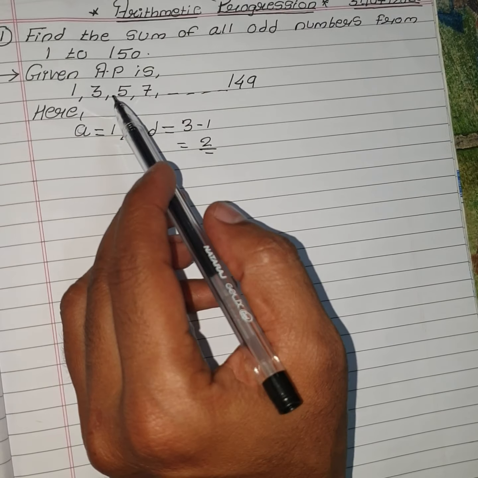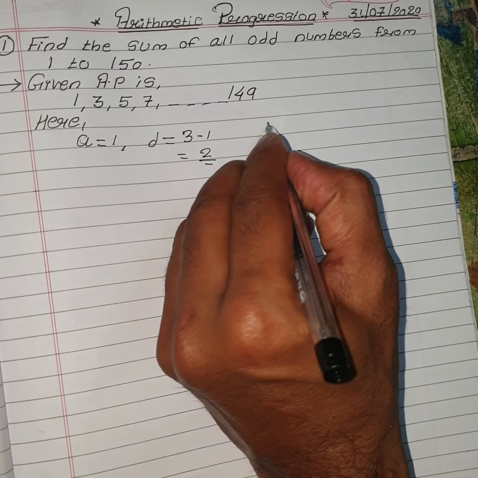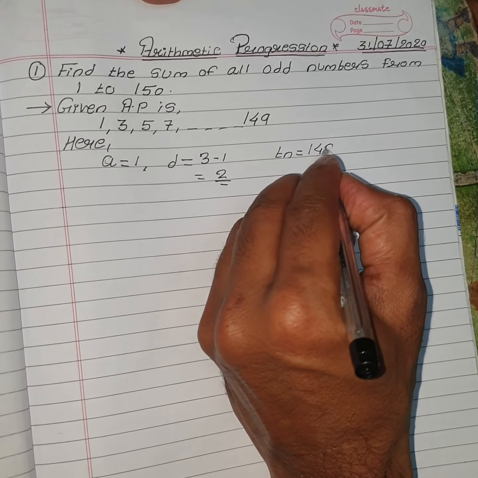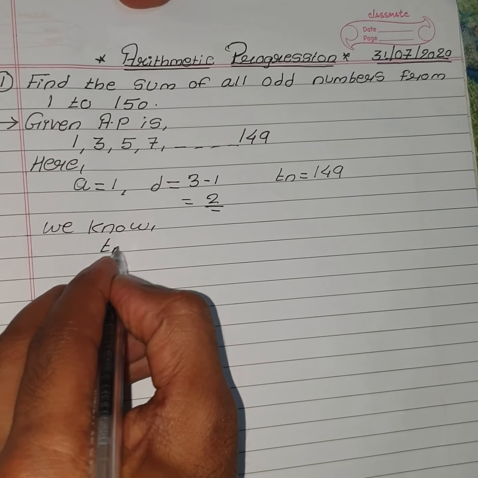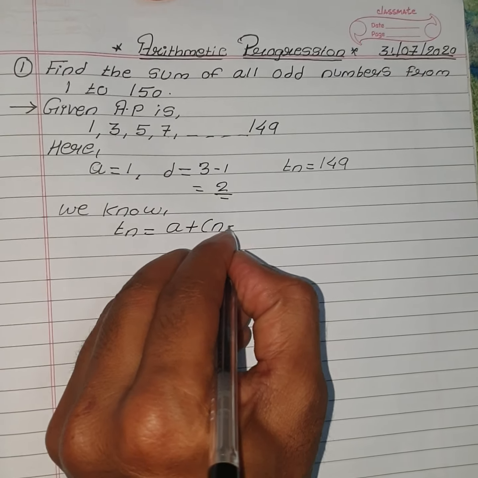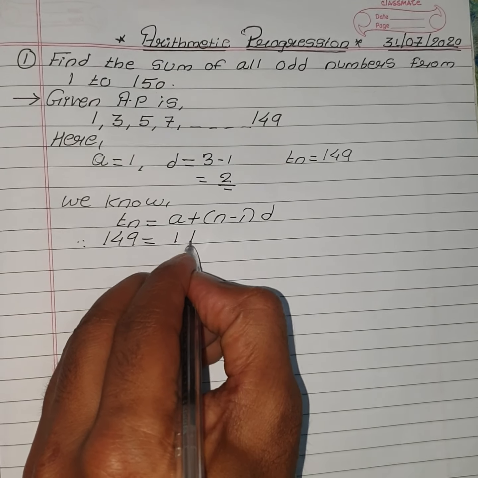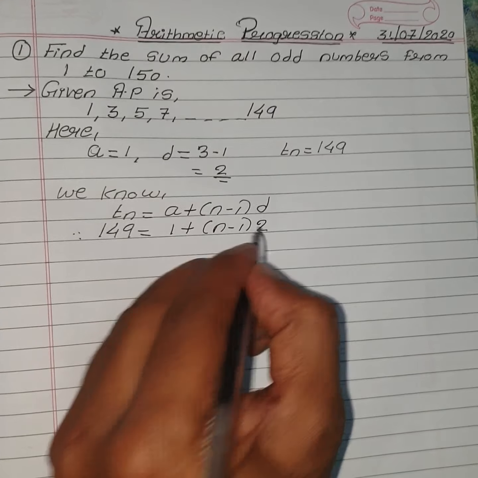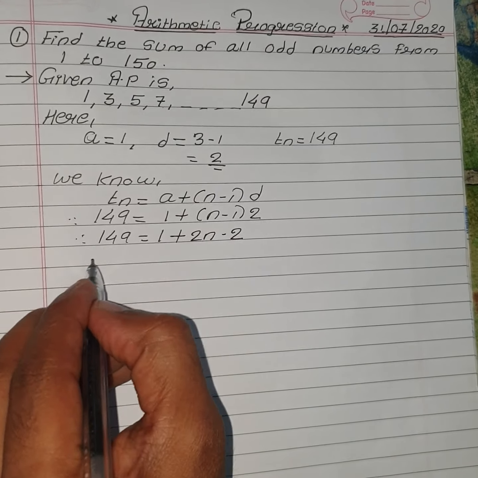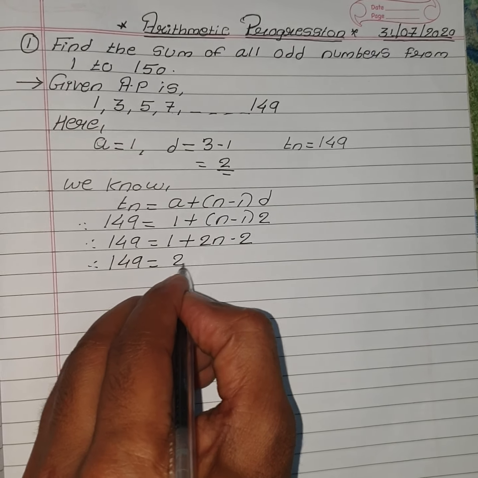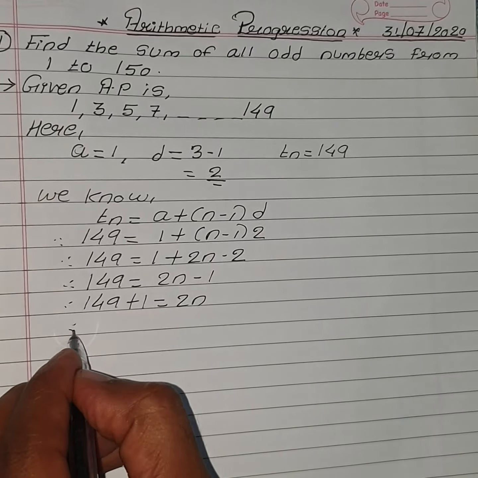Now first we will find out the value of n, that is, we will find out the number of odd numbers from 1 to 149. So our T of n is equal to 149. We know T of n is equal to a plus (n minus 1) into d. Therefore, substitute the values. 149 is equal to 1 plus (n minus 1) into 2. 149 is equal to 1 plus 2n minus 2. Therefore 149 is equal to 2n minus 1. 149 plus 1 is equal to 2n.